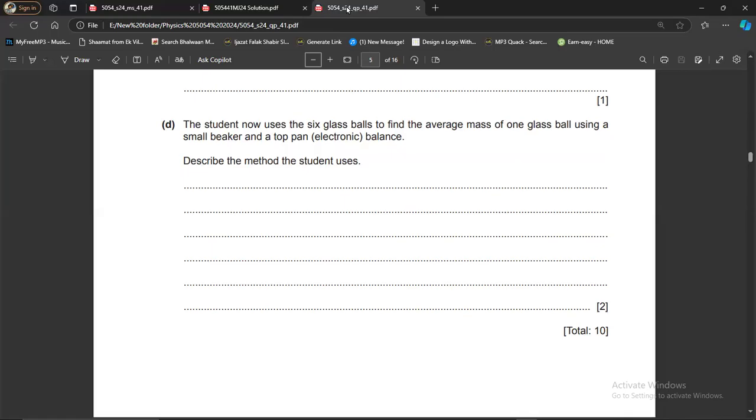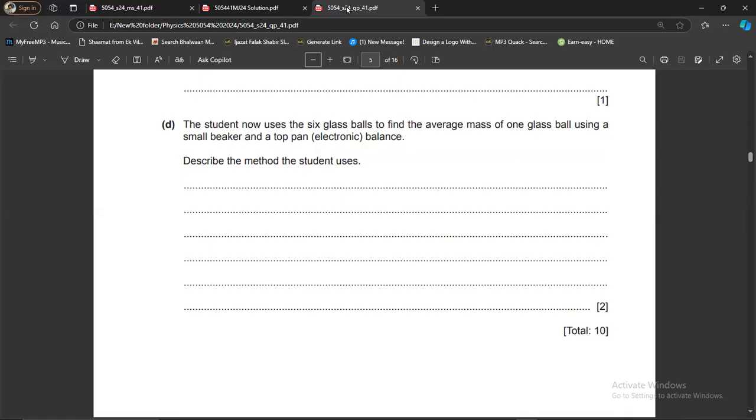And then you divide that mass by 6, and you will get the mass of one ball. The other way of doing this is, don't tear it, simply take an electronic balance, put a beaker on it, and note down the reading. That reading, let me say, is M1.